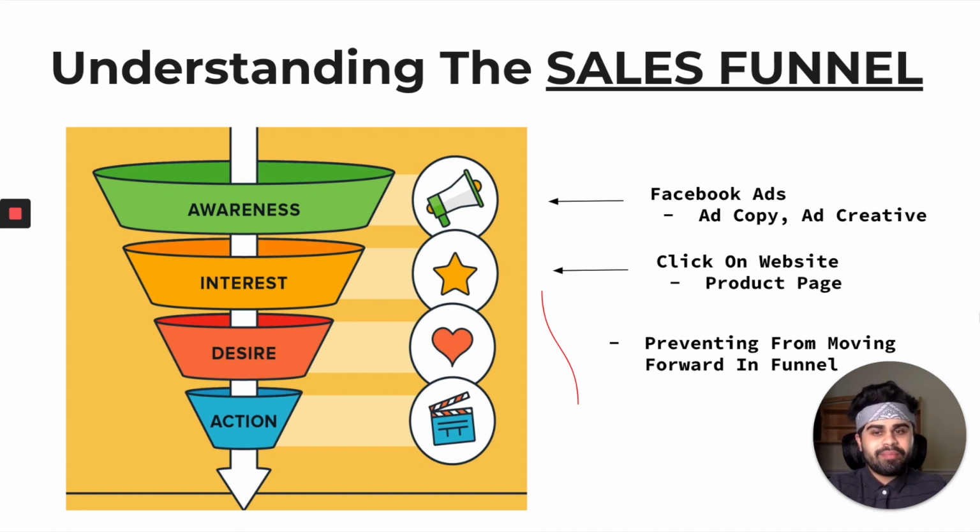Usually there's some discrepancy between interest and desire and action, okay? So that's what we're going to be covering today. What could be the possibilities that is not letting your potential customer go down smoothly from the 3rd to the 4th step. So again, either from the interest to desire or desire to action, or even all 3 of them, could really be preventing your potential customer from moving forward into the funnel.